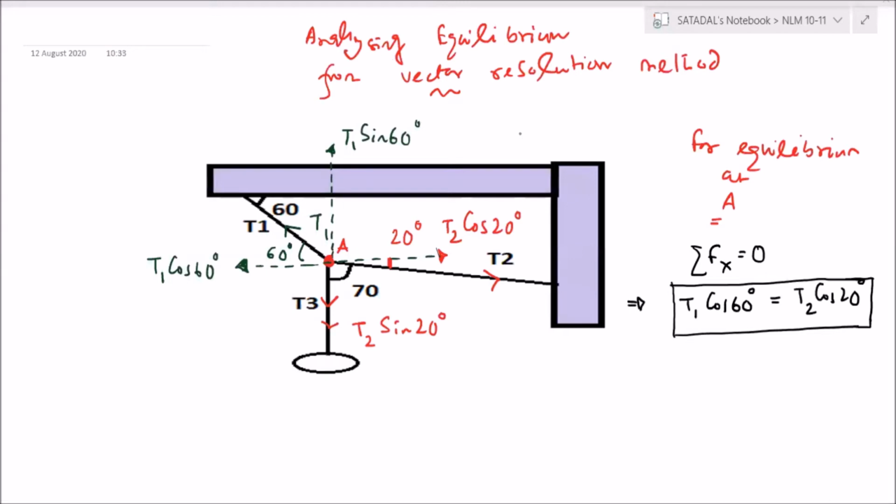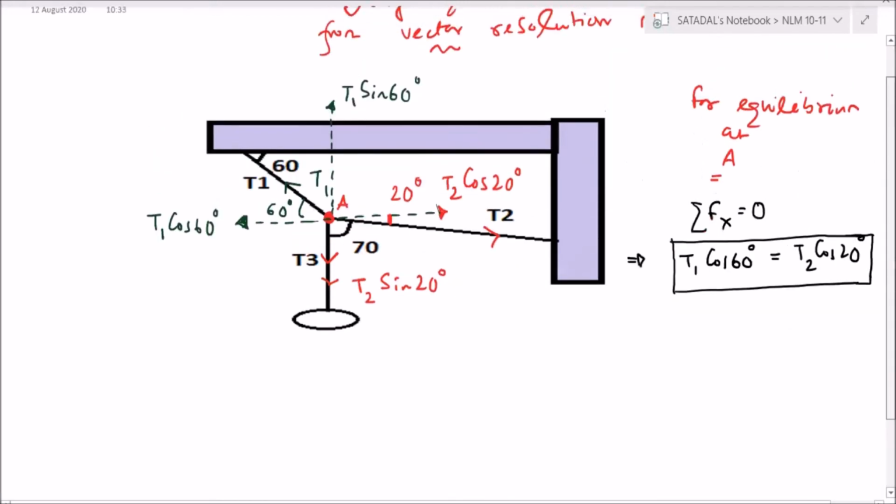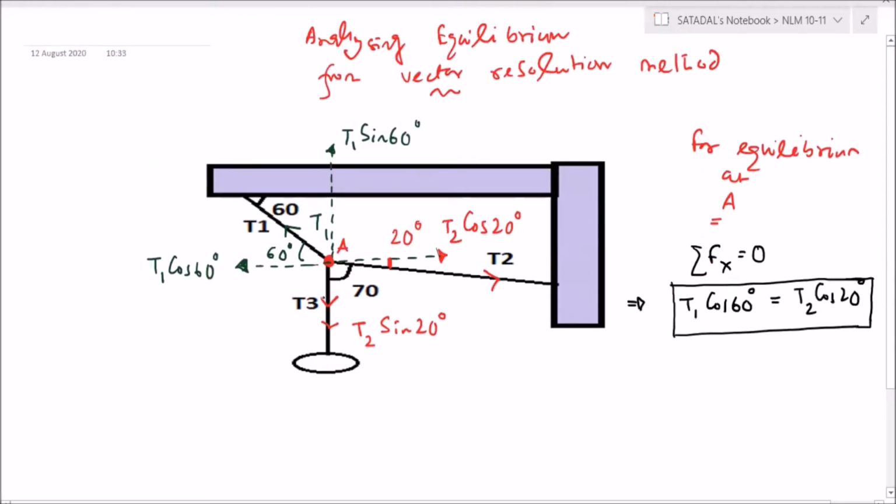Sutiksha, tell me. Sir, T3 can also have an X component, no, sir? No, T3 is vertical now. But it is making 70 degrees. No, this is T2. T2 is making 70 degree. This one is vertical, along the y-axis. Okay, sir. Sorry.